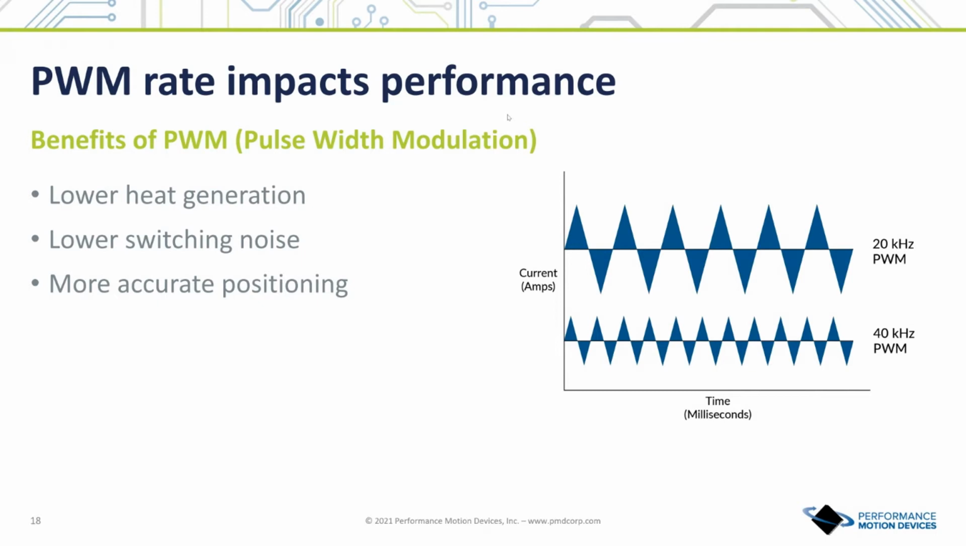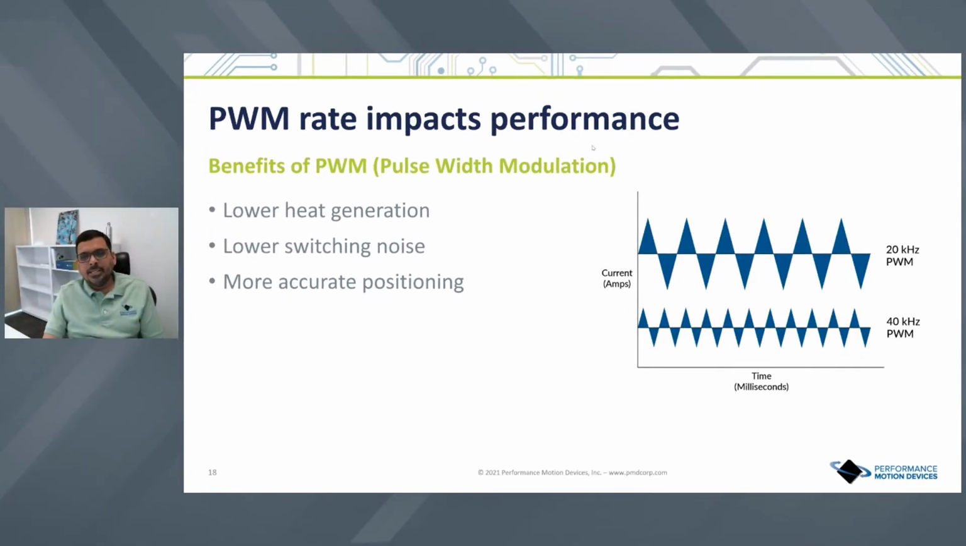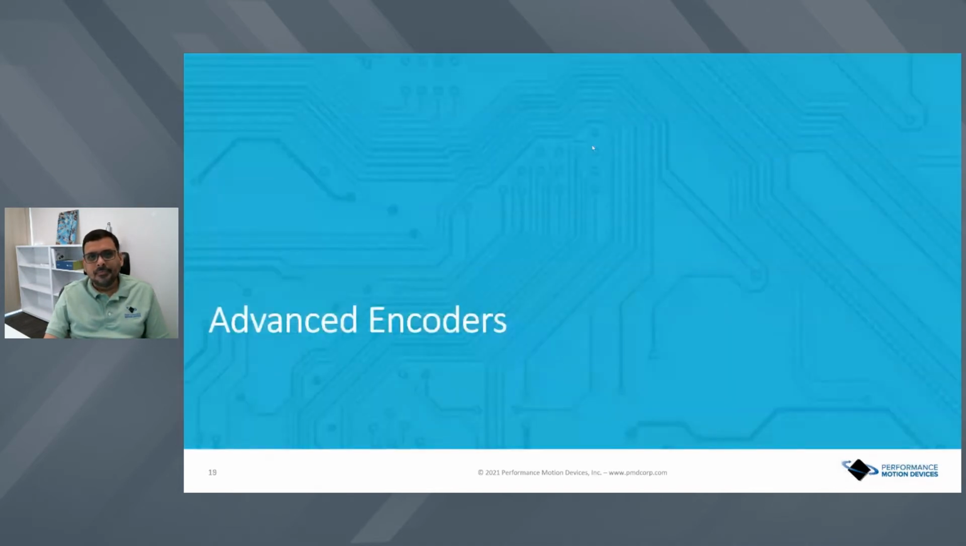The other thing we see is the higher PWM rates. Traditionally, motors have been controlled at 20 kilohertz PWMs, but we support all the way up to 120 kilohertz PWM. And so it helps minimize the switching noise and gets you more accurate positioning. And especially for low inductance motors, the higher PWM rates are very beneficial.